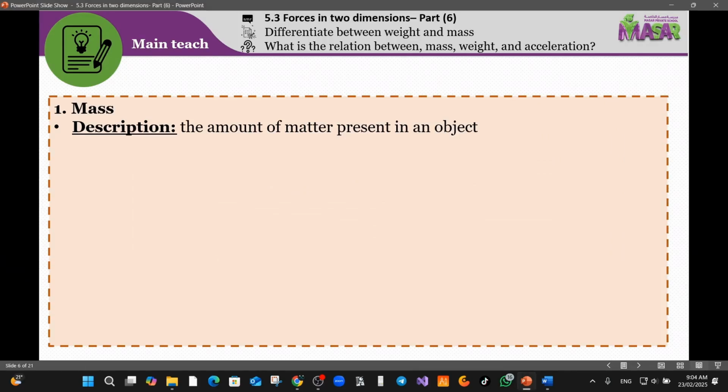Today, we will cover lesson 5.3 Forces in Two Dimensions, part 6. We'll also work through the corresponding applications and homework questions.